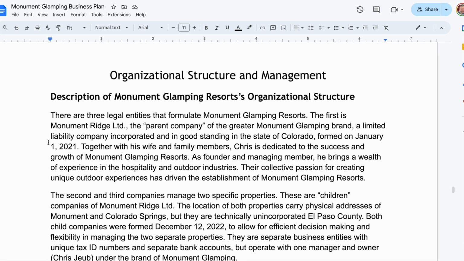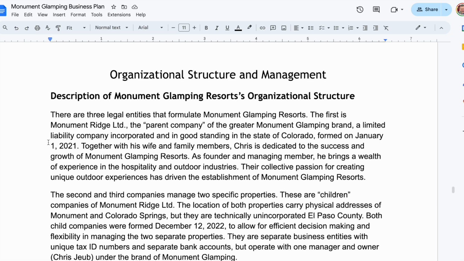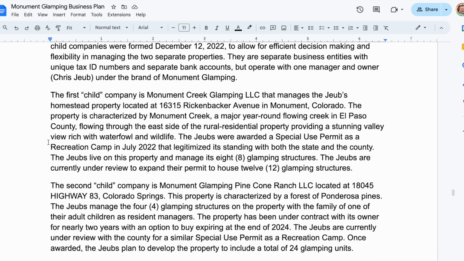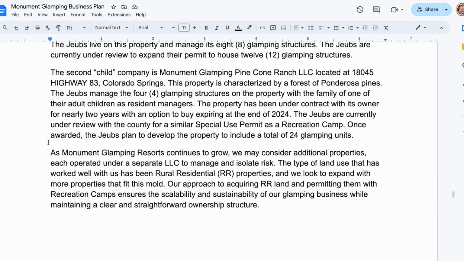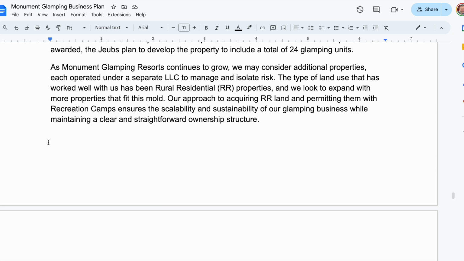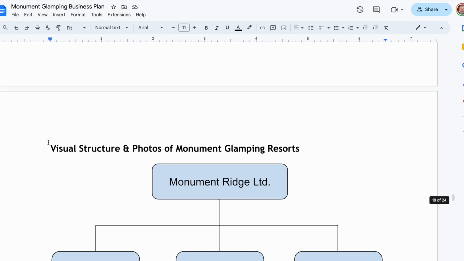Okay, the next section is the organizational structure and management. This I just recently updated. It's a description of Monument Resorts' organizational structure, and I'll let you read that yourself. This is going to be probably a more unique section for you. There won't be so much cutting and pasting because I talk a lot about my family and how we're structuring our business. I talk about our properties, our second property, and how we've got that financed up.